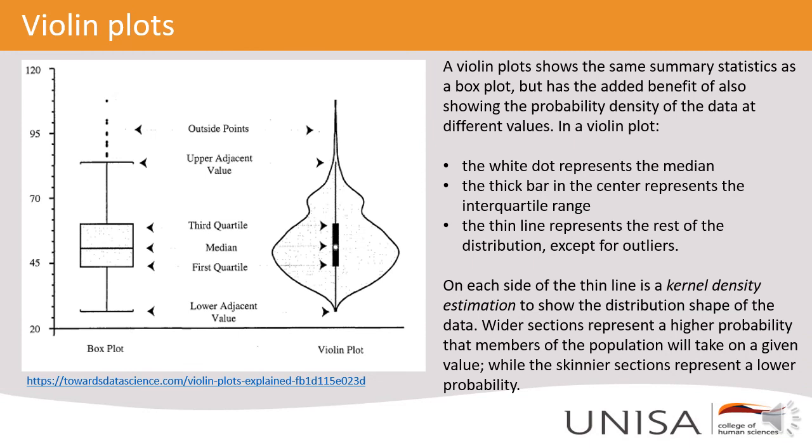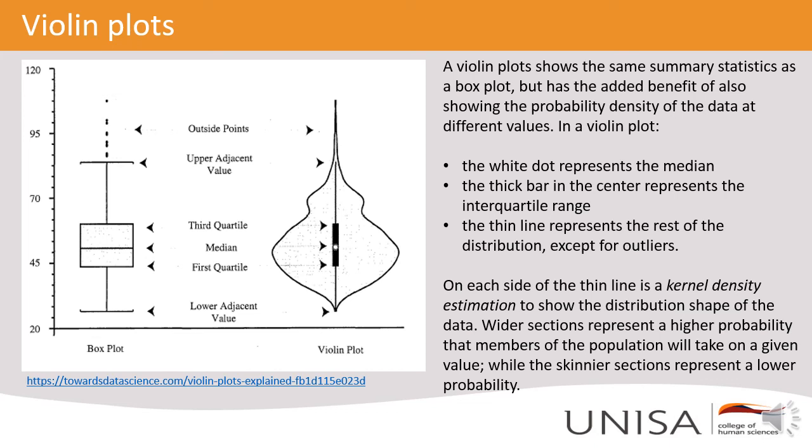A violin plot shows the same summary statistics as a box plot, but it has the added benefit of also showing the probability density of the data at different values. In a violin plot, the white dot represents the median, the thick bar in the center represents the interquartile range, and the thin line represents the rest of the distribution except for outliers.